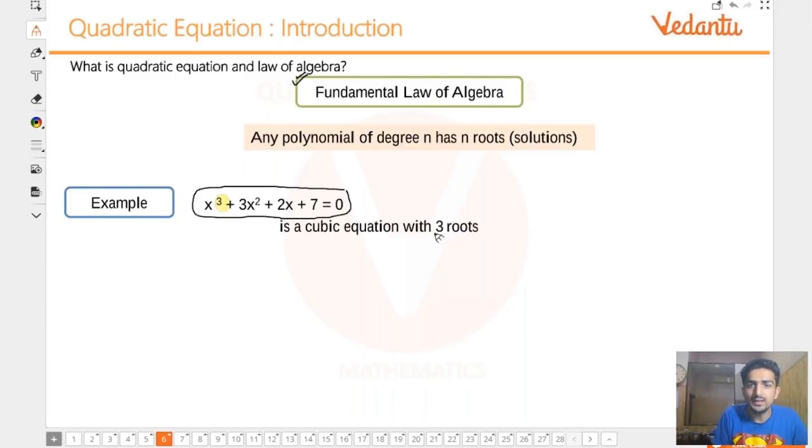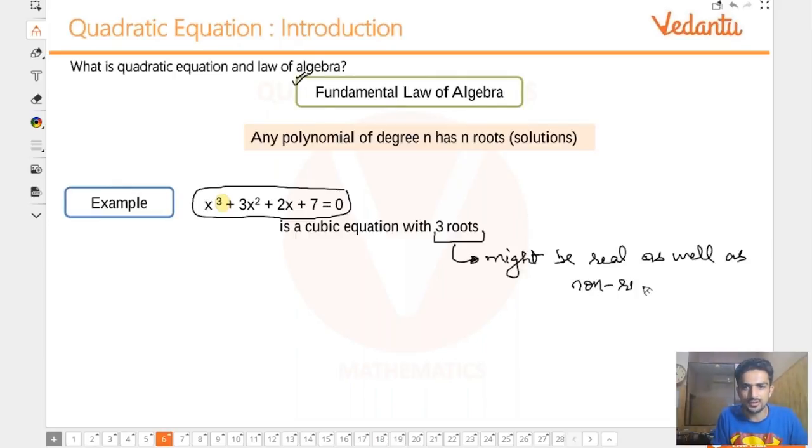Certainly, it is not necessary that all the 3 roots should be real. Few might be real and few might be non-real. By non-real, we mean the numbers which are not real. We will be reading such numbers also soon. Point is, n-degree equation will have n roots. Some of them might be real and some of them might not be real. But number of roots will be n.